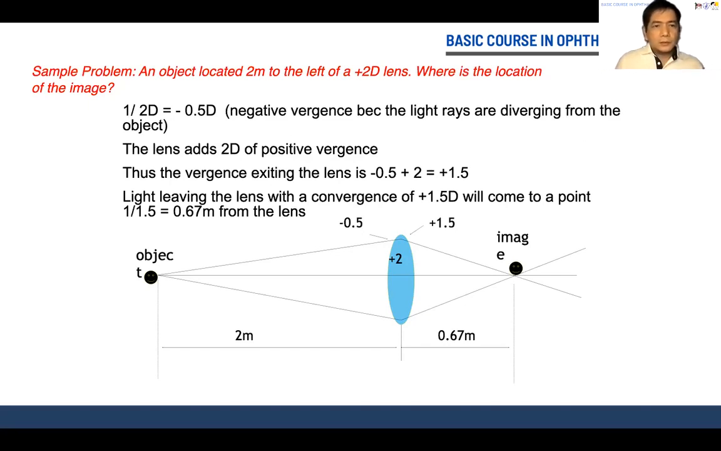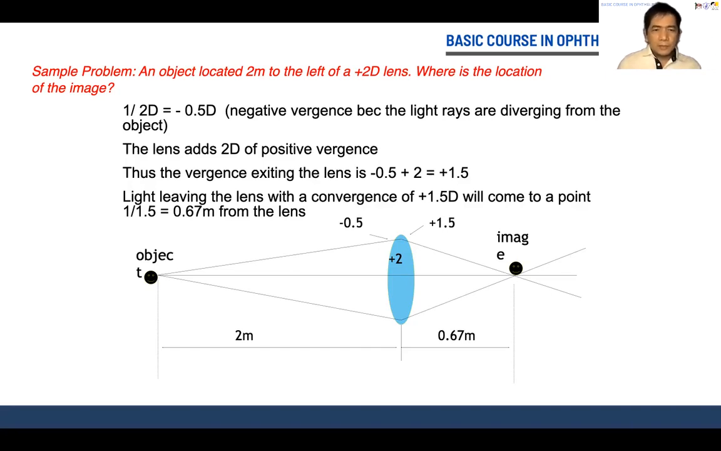So one 1/2 diopter is equivalent to 0.5 diopter. Since it is negative vergence because the light rays are diverging from the object, the object is on your left, 2 meters away, or 2 meters to the left of your lens. So the lens adds 2 diopter of positive vergence. This is a convergent lens, as in the sample problem. The dioptric power of the lens is plus 2.